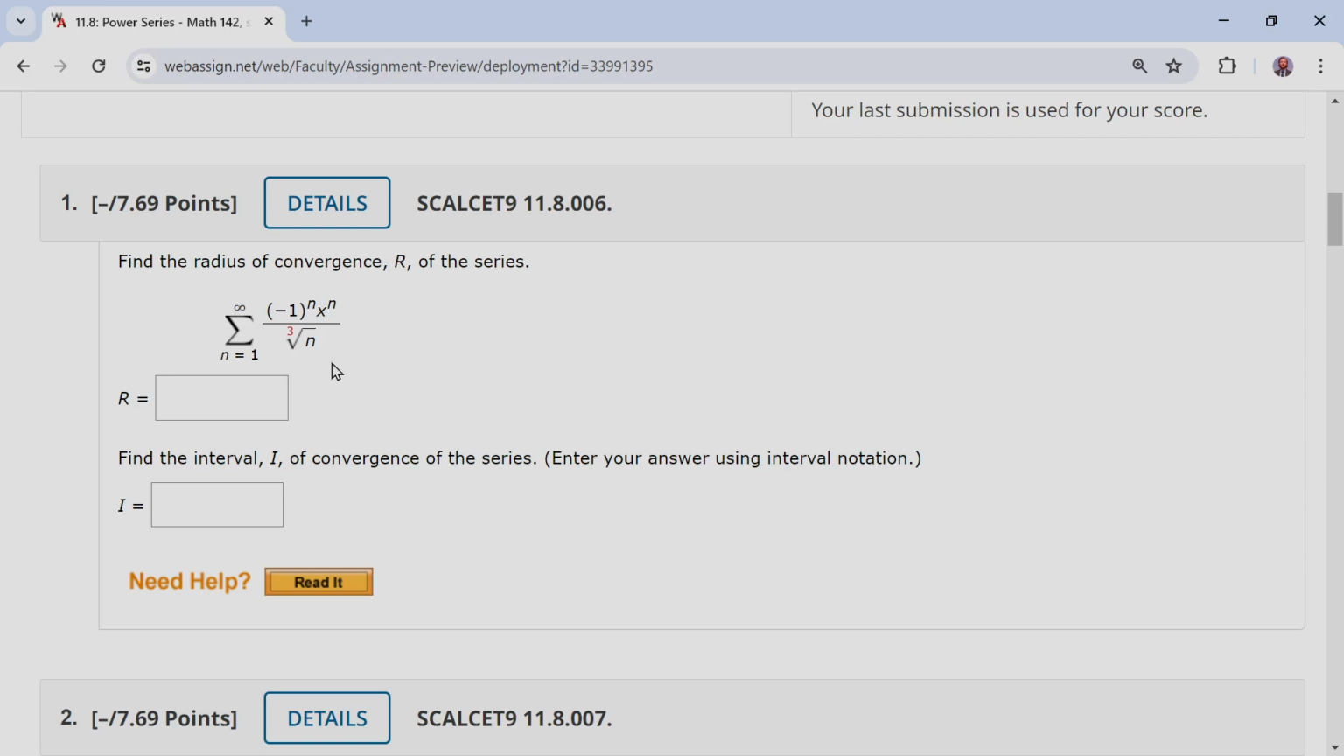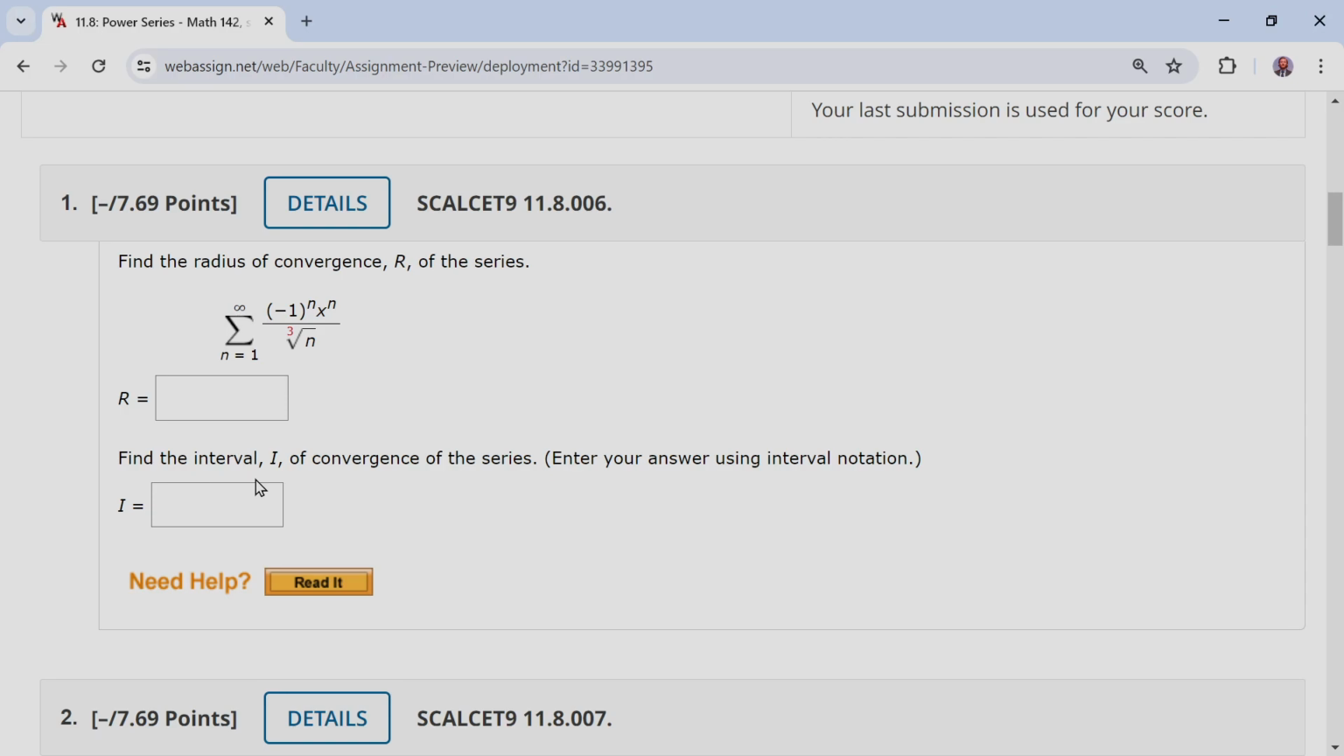And so I believe, when all the dust settles, the alternating series at x equals 1 will converge, but the p-series at x equals minus 1 will not converge. And so I believe the interval that we're looking for here is going to be between minus 1 and 1, including 1, but not including minus 1.